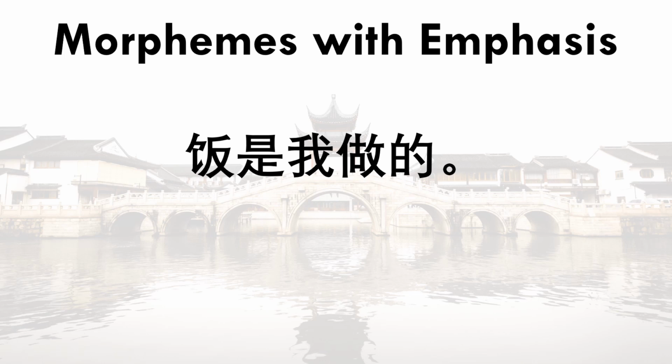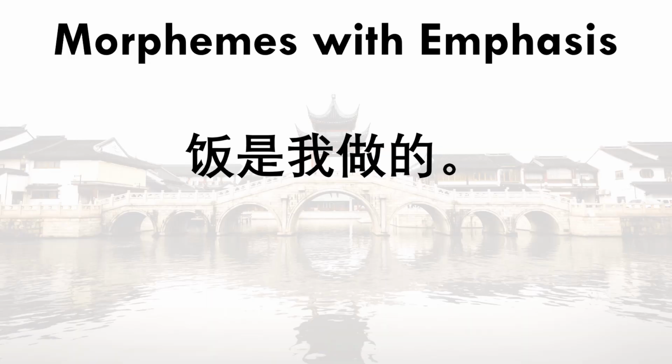And then 饭是我做的. 我做的. Third tone there, so you're stressing the fact that you're the one who did the cooking of the rice or the meal, the food. 饭是我做的. That means that you made it, like you cooked it in that sense. You didn't buy it. 不是买的, 是做的. 饭是我做的. If you do that to a sentence, just find the most important word or words that you want to focus on instead of stressing everything. That will drastically improve how natural you sound when speaking Chinese.